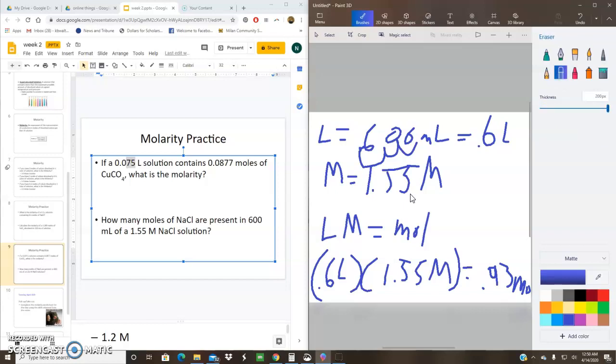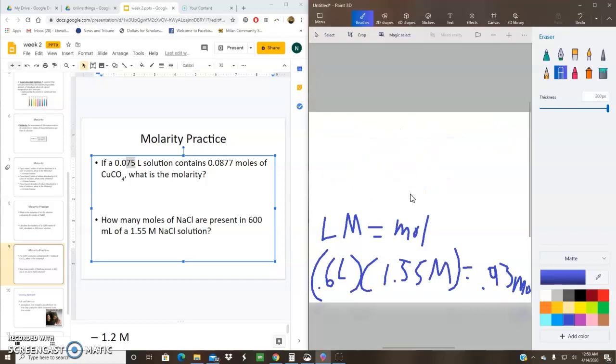So if I was going to write that, the way you should write that in your notes and in every problem going forward, 0.93 moles of NaCl. And that is it. That's all there is to it.